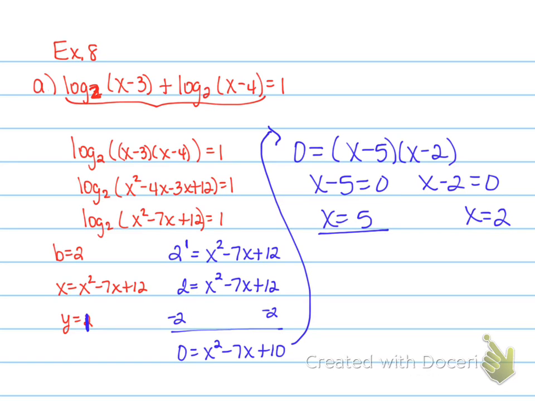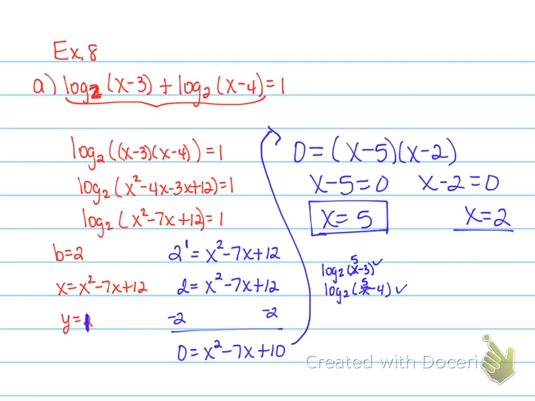So I wanted to check the 5. My first logarithm was log base 2 of x minus 3, which means that would be a 5 minus 3, which is 2, and that's okay. My second logarithm there was log base 2 of x minus 4. So when I plug that x as 5 in, 5 minus 4 is 1, and that's okay. So 5 is definitely a solution.